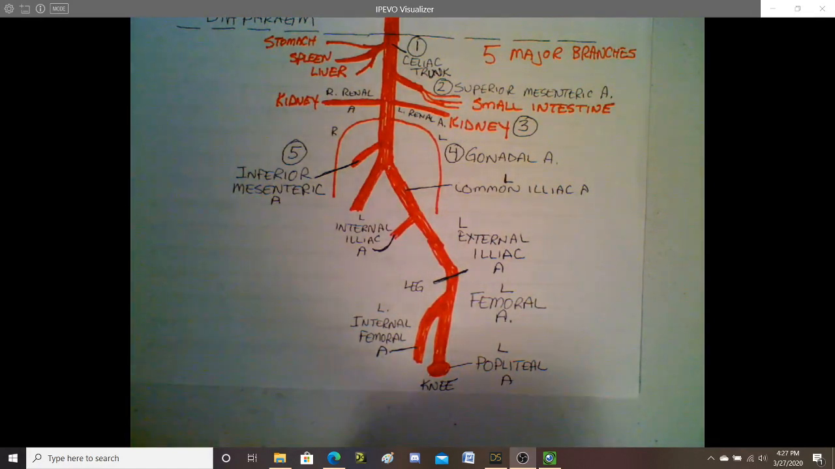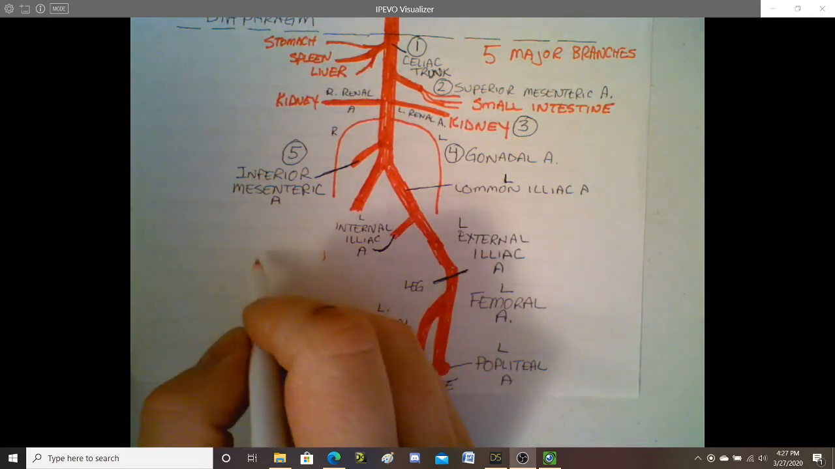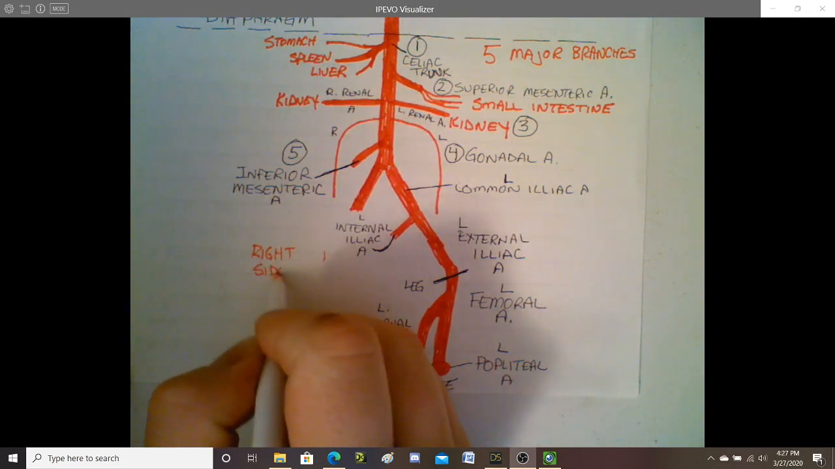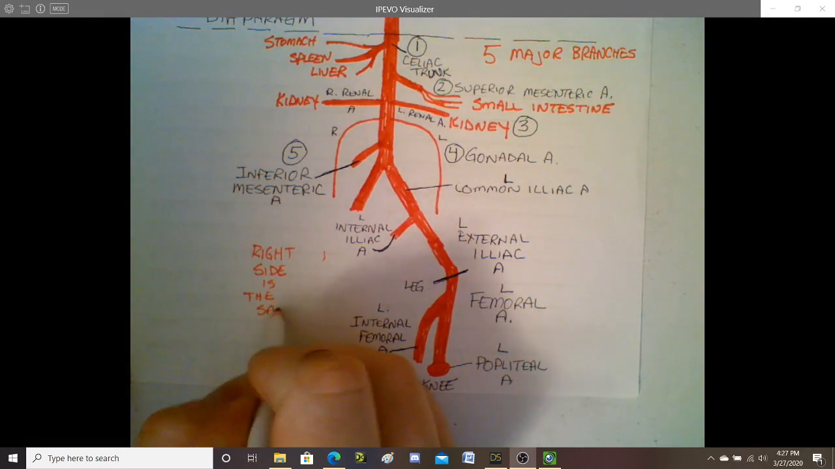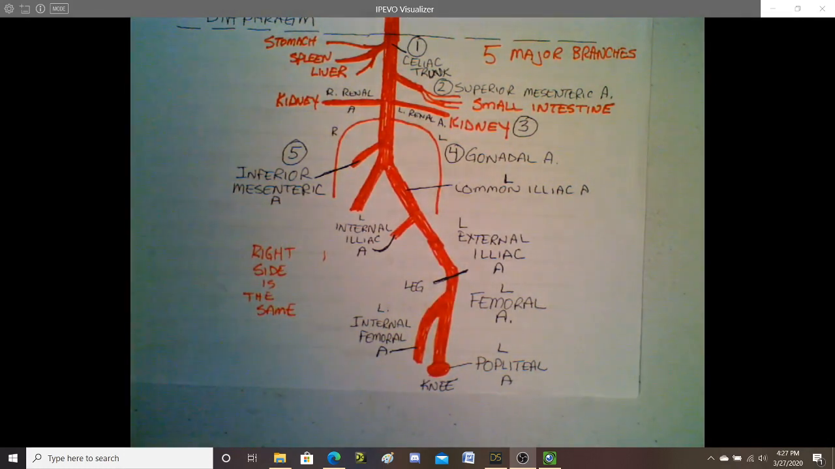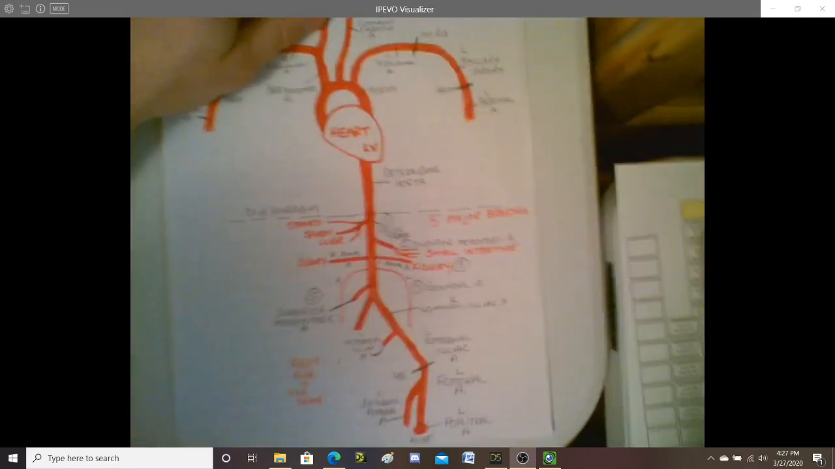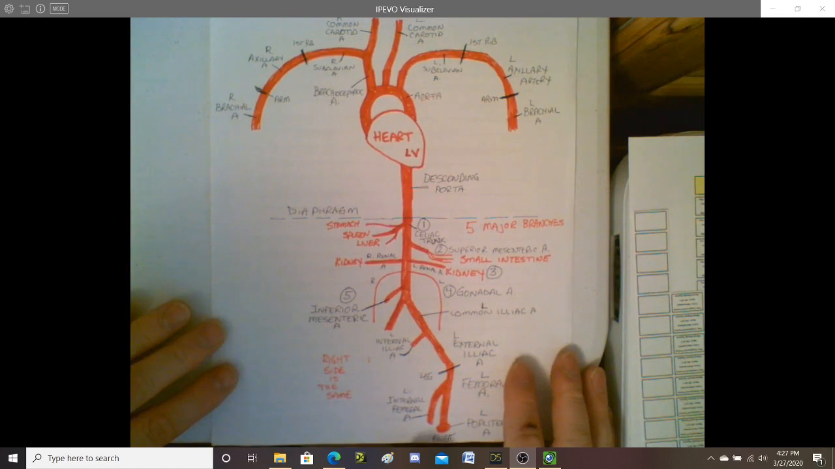Now, the really cool thing is the exact same thing happens on the right side. So I'm just going to write that the right side is the same. And I'm not going to label it and draw it out for you because it's the same thing. You just have to put right instead of left. Okay, so let's see if I can get this whole thing in here. Oh boy, you're not going to be able to read it. But there's the whole diagram.